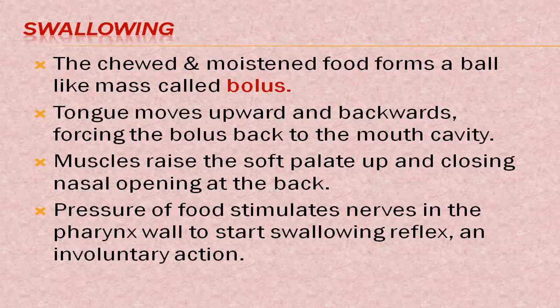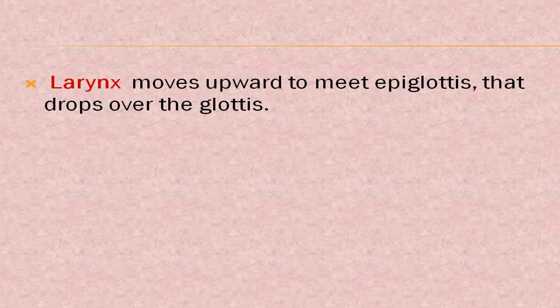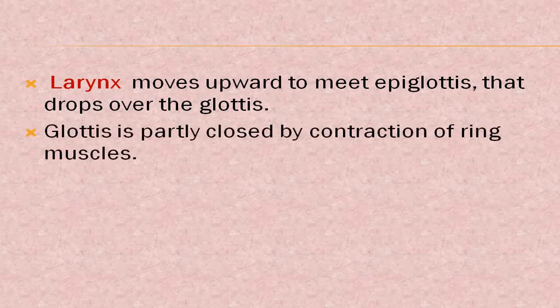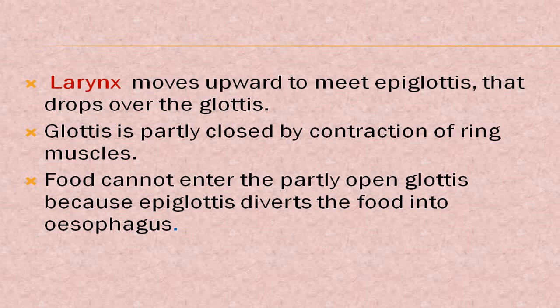And the pressure of the food in the pharynx stimulates the nerves in the wall of the pharynx to start the swallowing reflex, which is an involuntary action. Once the food enters the pharynx, the swallowing is an involuntary action, so it is started. Due to this involuntary action, the larynx moves upward and meets the epiglottis, which drops over the glottis, and at the same time the glottis, which is an opening of the larynx, is also partly closed due to the constriction of the muscles present in it, and the epiglottis diverts the food towards the pharynx, so it slips over the epiglottis towards the esophagus and enters into the digestive tract.